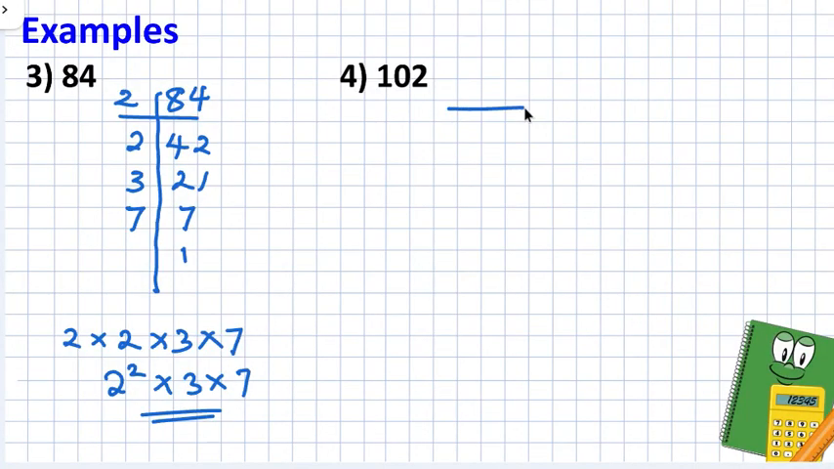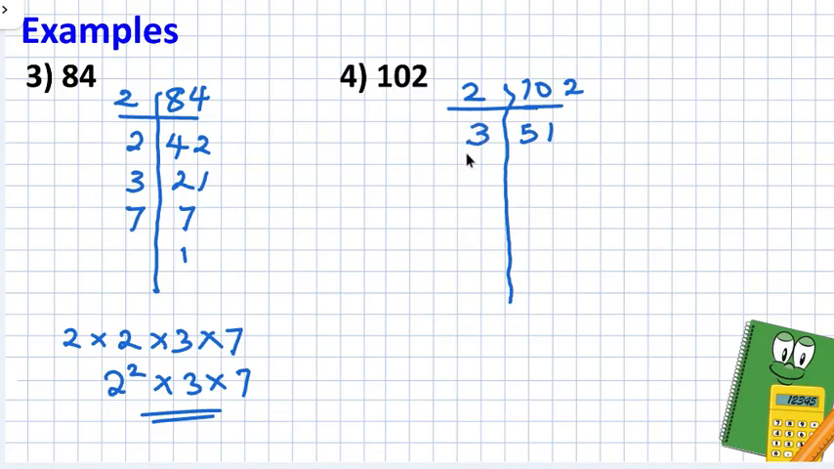So last example, we have 102. Let's express this as a product of prime factors. We have 102, and I want to use 2. So 2 going into 102 will give us 51. If you look at 51, which prime number can we use to divide 51? Take a look at this very well. 3 can divide. 3 can divide, yeah?